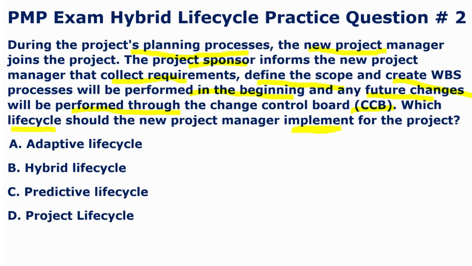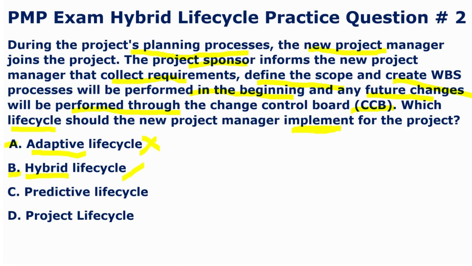Let's evaluate option A, which states that the adaptive life cycle can be implemented. Guys, an adaptive life cycle does not have a fixed upfront scope, so this is not the best option. Let's evaluate option B, which states that the project manager can implement a hybrid life cycle, whereas in this life cycle we have a combination of two or more agile and non-agile elements.